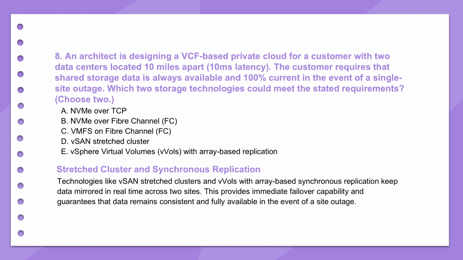Imagine we have a customer, they've got two physically separate data centers. Maybe they're about 10 miles apart. Now that distance usually equates to roughly 10 milliseconds of network latency, give or take. And the requirement is absolute. Shared storage data must be 100% current and available instantaneously if one site fails completely. That 10 millisecond figure tells us we have to use synchronous replication, doesn't it?